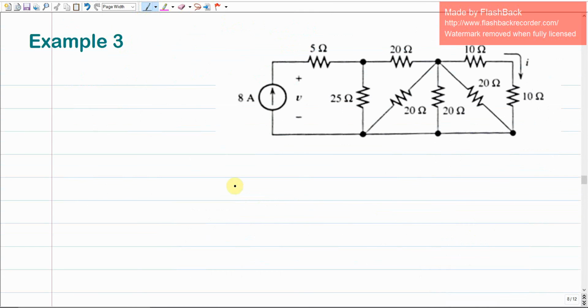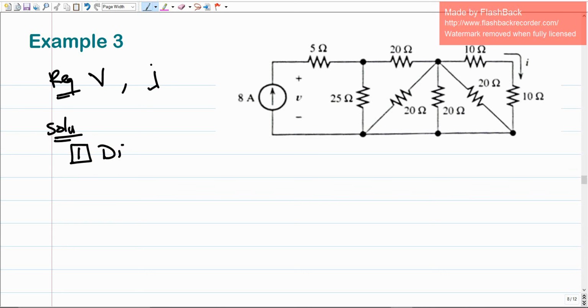Let us consider another example here, example 3, for this electrical circuit. The requirement is just to find V, the voltage over the source, which is a current source that gives 8 amperes, and how much is I, the current over this resistance of 10 ohms. So to find this, let us apply the procedure.